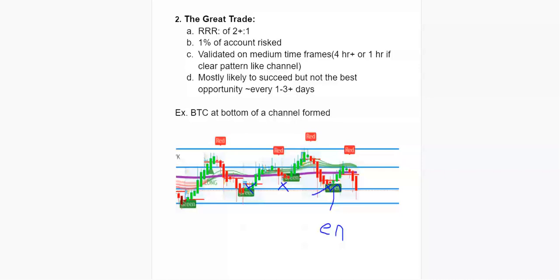And optimally, it's validated on medium-term time frames. So maybe it's not validated on a daily or weekly, but maybe it's good on a 4 hour and 1 hour too. And ideally, there'll be a clear pattern, like a channel, inverse head and shoulders or something. So it's most likely to succeed, but maybe it's not the best opportunity. So maybe these opportunities for swings pop up like every 1 to 3, 7 days-ish.